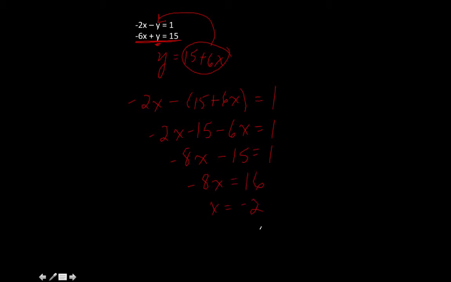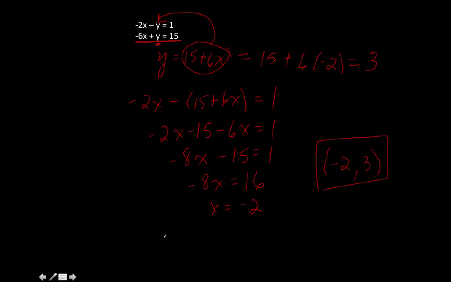x is minus 2. So now we need to go back and find out what y is, but we already have y in terms of x here. So 15 plus 6 times, and I plug in the minus 2. So that's 15 minus 12, which is 3. So minus 2, 3 is my total solution doing this one by substitution.